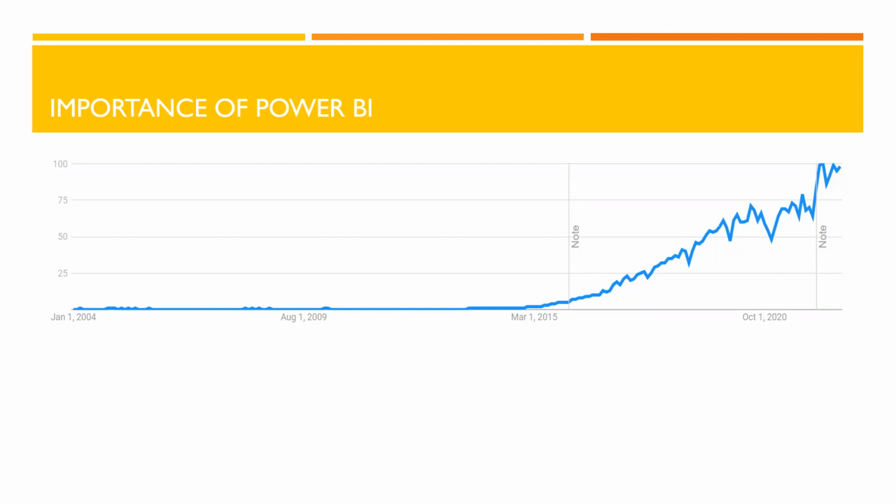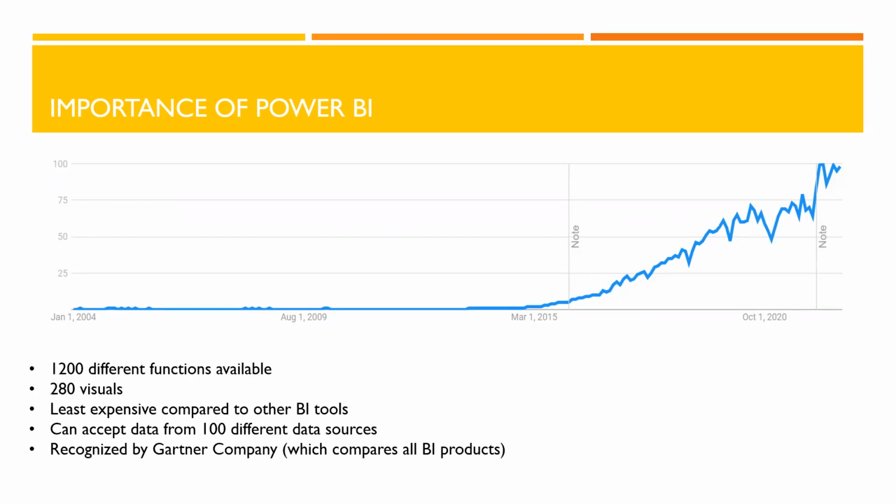Now there are 1,200 different functions available. You can use different functions to create different rows, columns and so on, as per the requirement of the project. And there are 280 different charts available. It is also much less expensive compared to other BI tools. Like Tableau Desktop has a price of $70 per month.